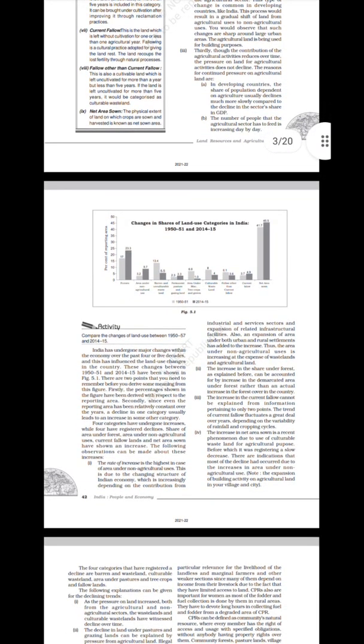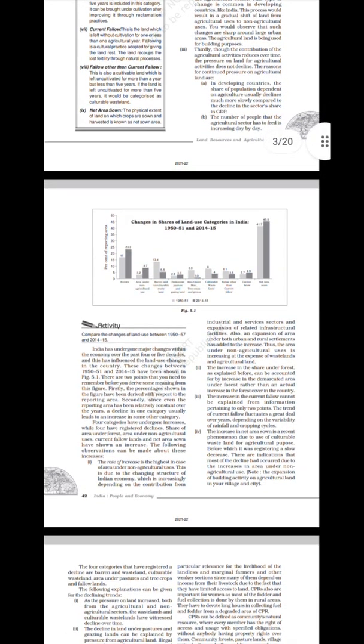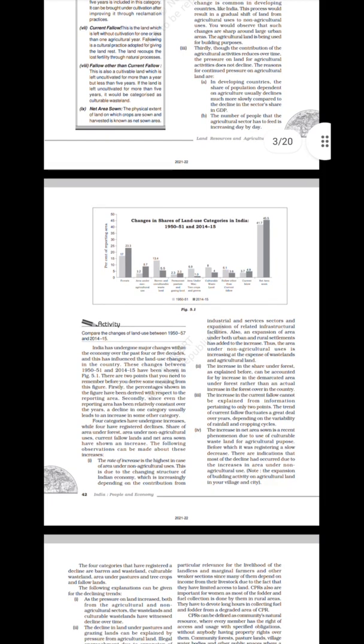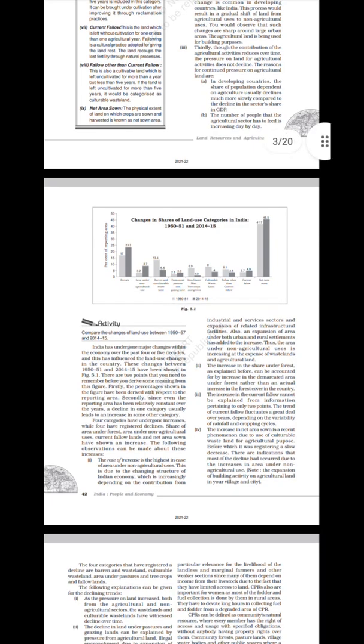Take a look at figure 5.1. Changes in shares of land use categories in India, 1950-51 and 2014-15. The light color indicates 1950-51 and the dark color indicates 2014-15. On the axis, activity, compare the changes of land use between 1950-51 and 2014-15.